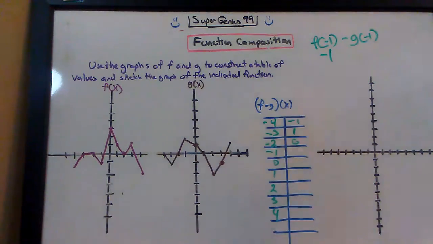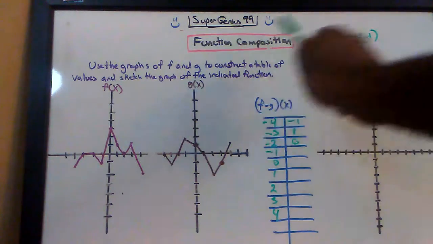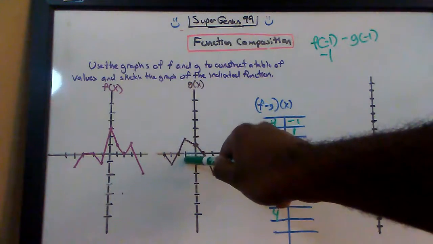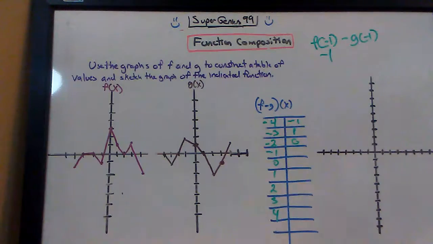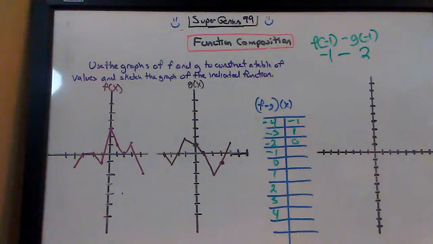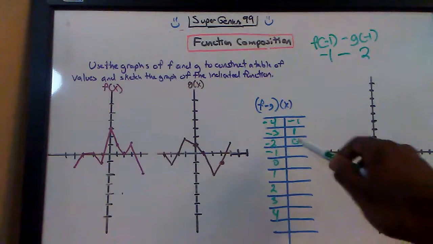Now, what is y in the g function when x is negative 1? When x is negative 1 in the g function, y is 2. Negative 1 minus 2. What is negative 1 minus 2?